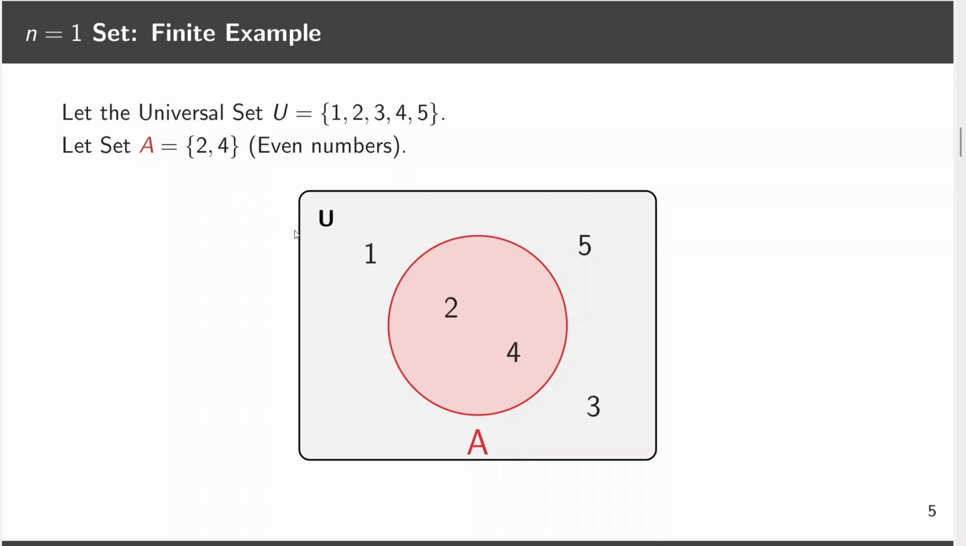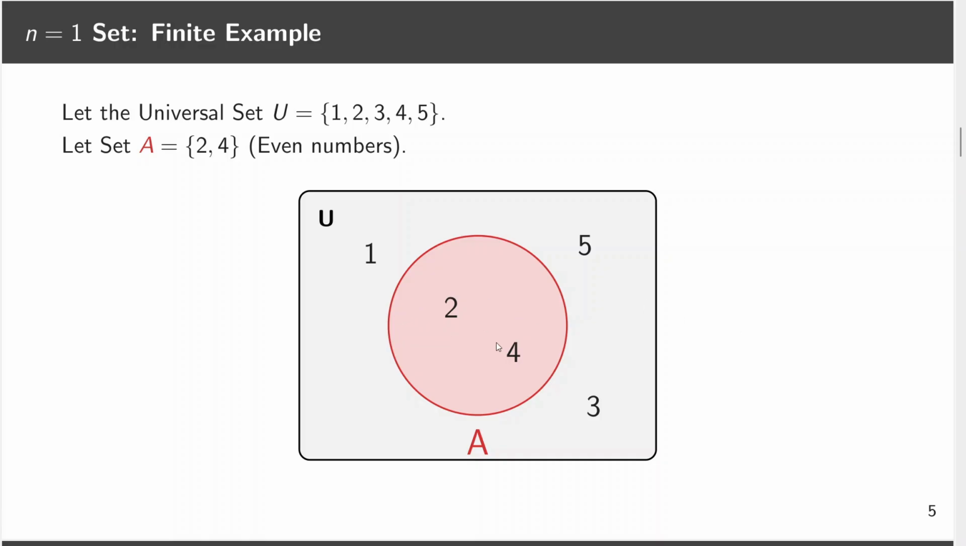Now let's ask, where does everything go? The numbers 2 and 4 are inside set A. They are even, so they belong there. They live inside the circle in our diagram. The numbers 1, 3, and 5 are not even, they don't belong to A. So they live outside the circle but still inside the large rectangle, because they are still part of the universe U. So in our diagram, inside the circle we see 2 and 4. Outside the circle but inside the rectangle we see 1, 3, and 5. And that is our complete, valid, 2-region Venn diagram for one set. Every element of the universe has a home. 2 and 4 live in A.